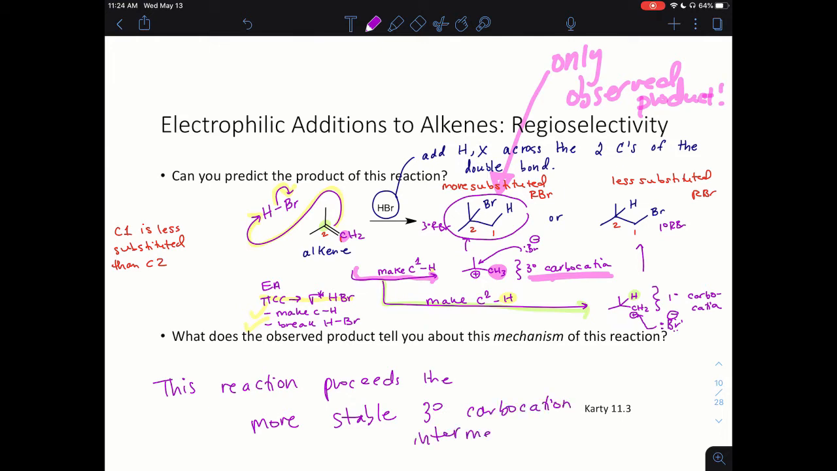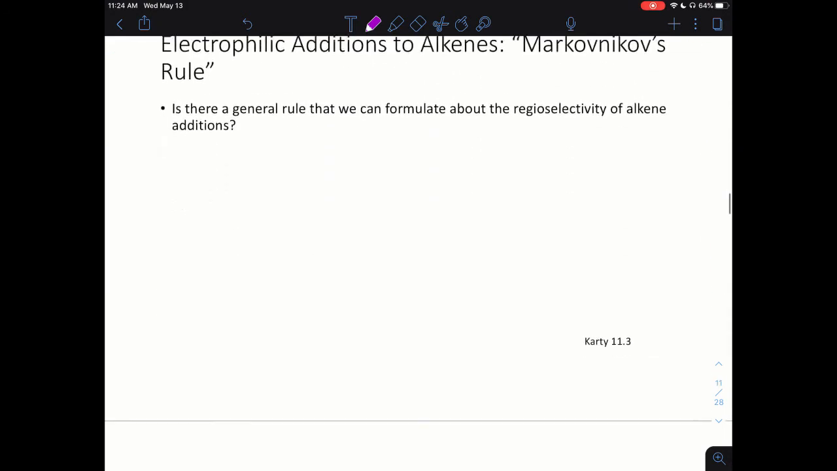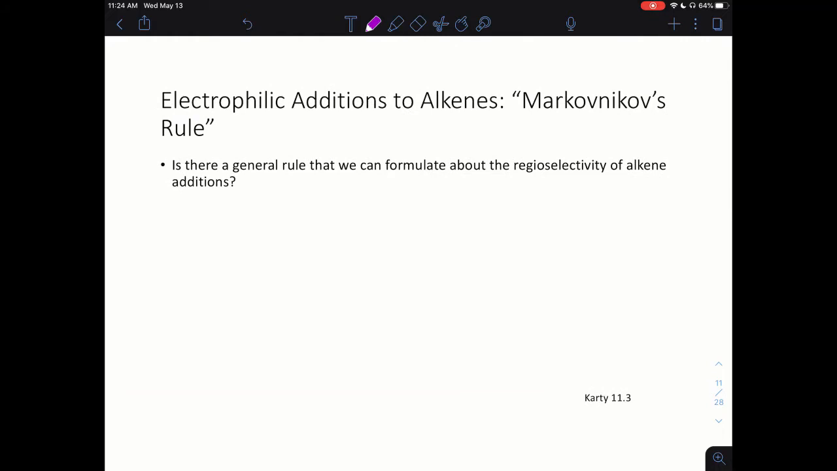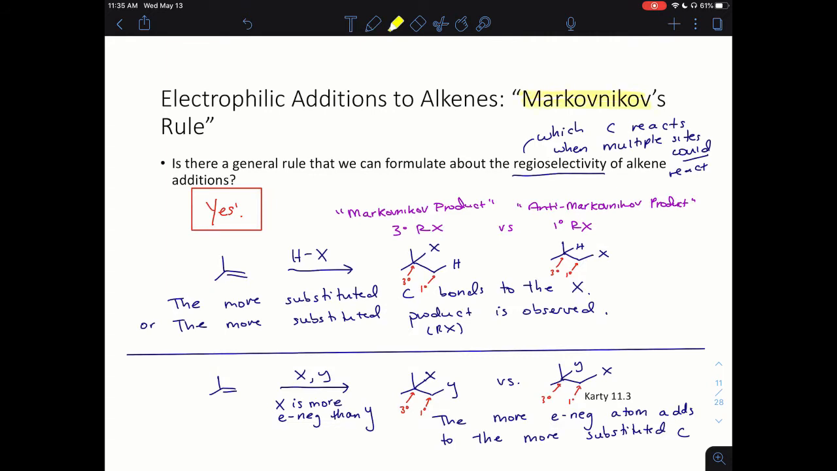What do you think that we will do next? Yes. Well, first we're going to formulate a rule, and then we're going to draw a reaction coordinate diagram. I can't wait. A chemist named Markovnikov noticed that when asymmetric alkenes were treated with HX, the more substituted product was observed, not the less substituted product. So he called the observed product, obviously, the Markovnikov product. Name it after yourself. And the product that was not observed, the anti-Markovnikov product. It contradicts Markovnikov's rule, which is that the more substituted alkyl halide is observed when HX is added to alkenes. So that is Markovnikov's rule.